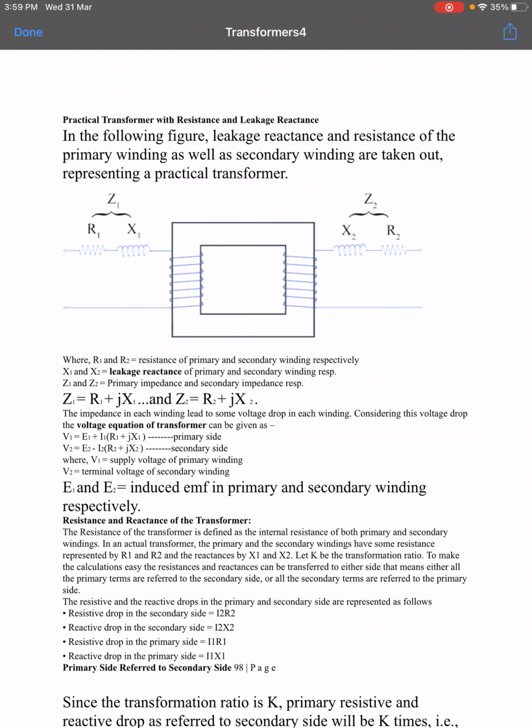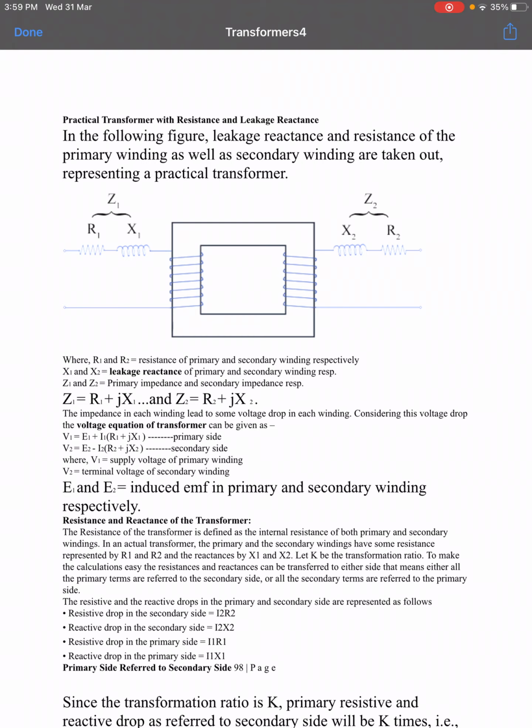So today I will discuss the practical transformer with resistance and leakage reactance. Generally, in a transformer we have a primary winding as well as a secondary winding. Where we give the supply, we call it the primary winding, and where we take the output, we call it the secondary side of the transformer.